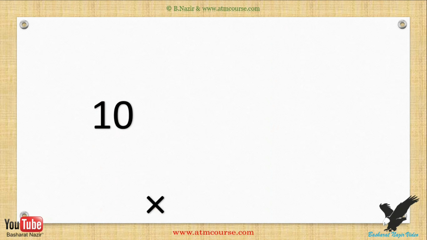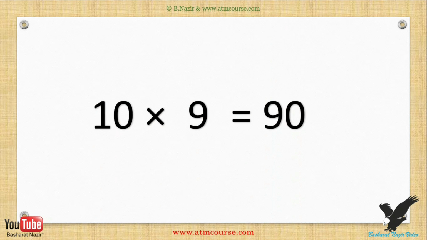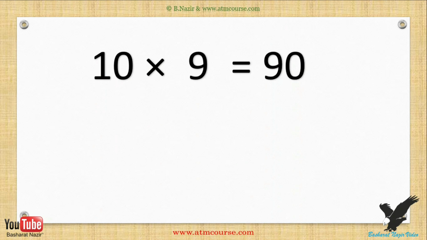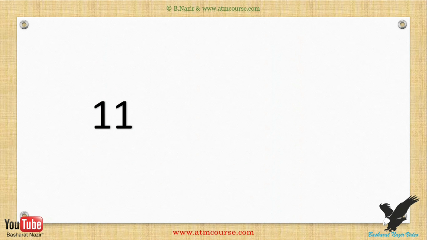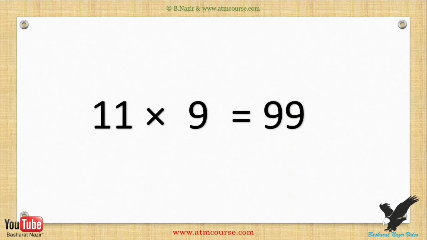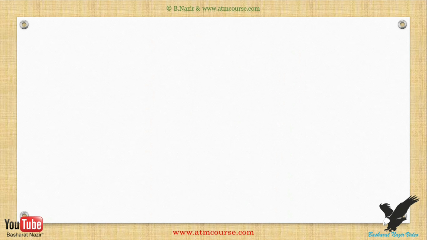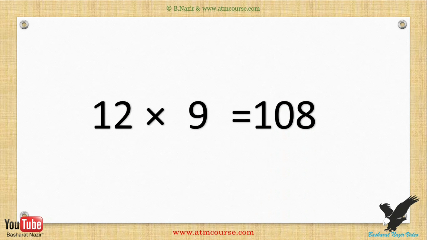Ten times nine equals 90. Eleven times nine equals 99. 12 times nine equals 108.